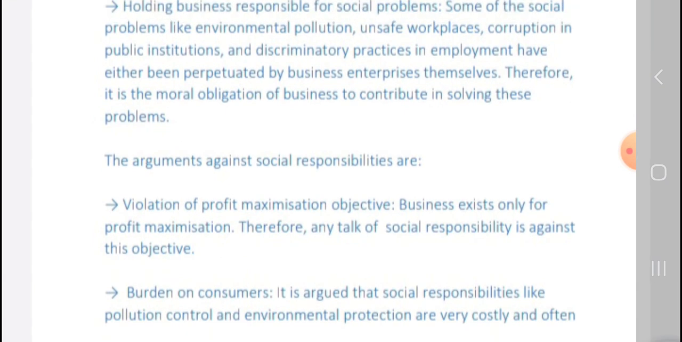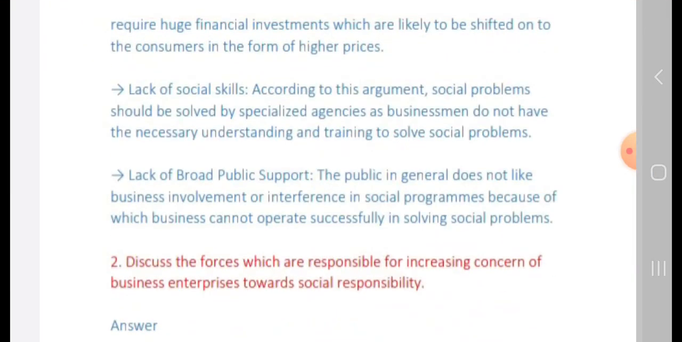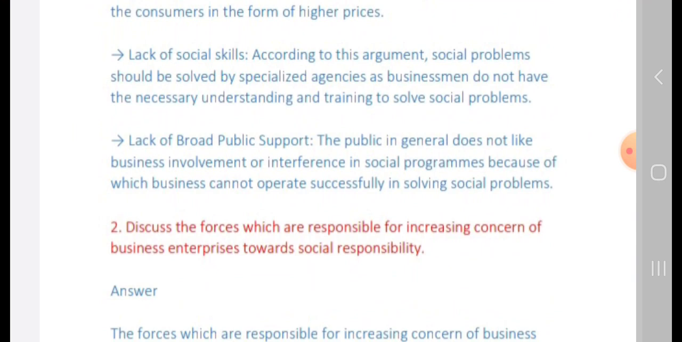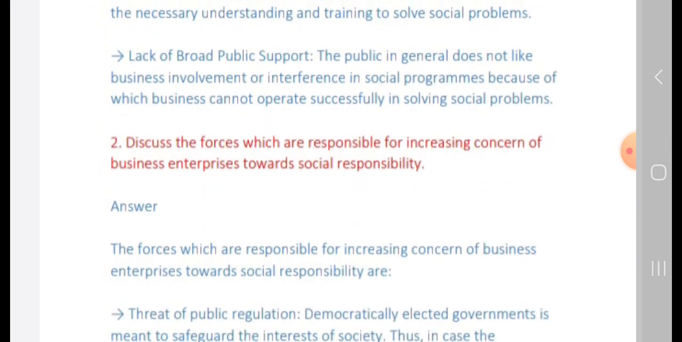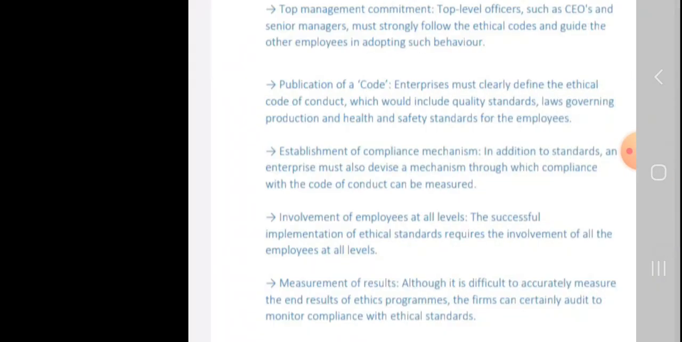Business exists only for profit maximization. Therefore, any talk of social responsibility is against this objective. Burden on consumers: it is argued that social responsibilities like pollution control and environmental protection are very costly and often require huge financial investment, which is likely to be shifted onto the consumers in the form of high prices. Lack of social skills: according to this argument, social problems should be solved by specialized agencies, as businessmen do not have the necessary understanding and training to solve social problems.